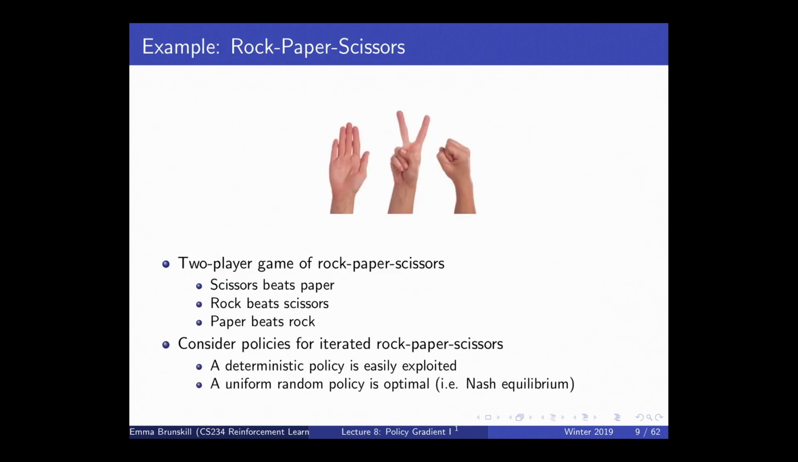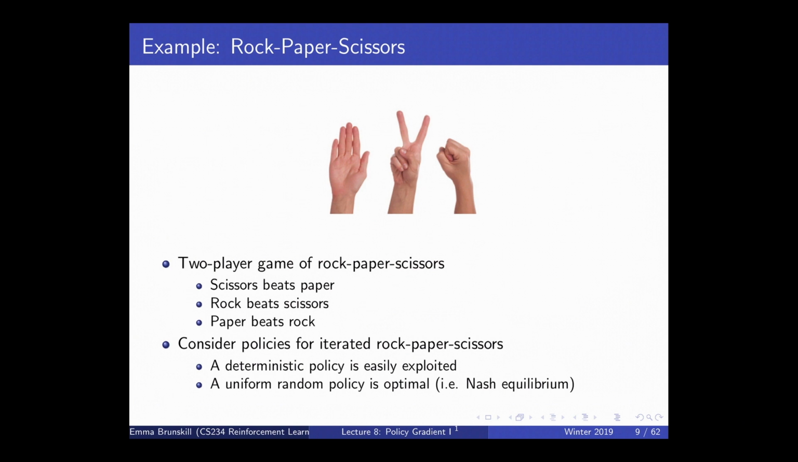So as an example, who here is familiar with rock, paper, scissors? Okay, most people. Possibly if you're not, you might have played it by another name. In rock, paper, scissors, it's a two-player game. Everyone can pick paper or scissors or rock, and you have to pick one of those, and scissors beats paper, rock beats scissors, and paper beats rock. In this case, if you had a deterministic policy, you could lose a lot. You could easily be exploited by the other agent. But a uniform random policy is basically optimal.